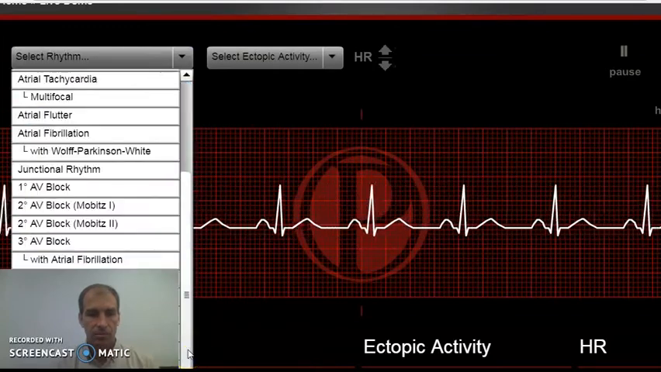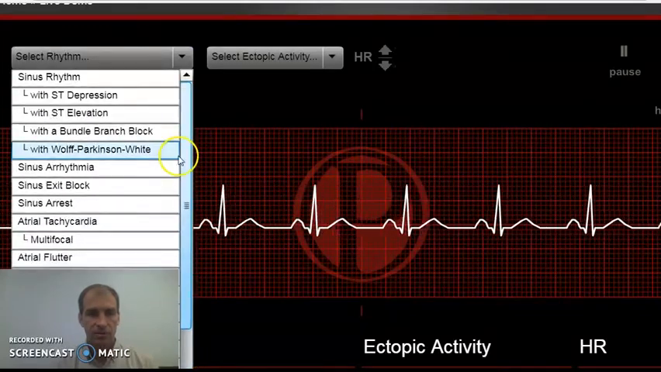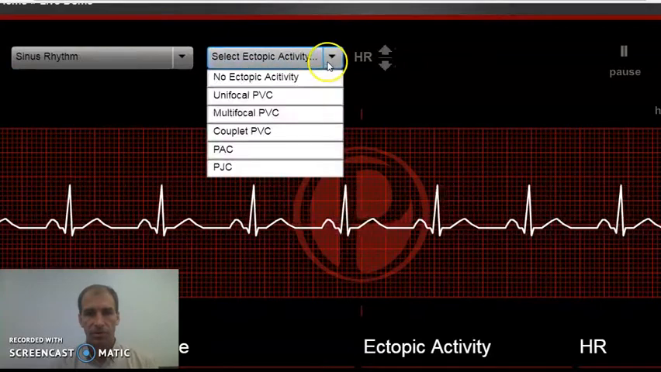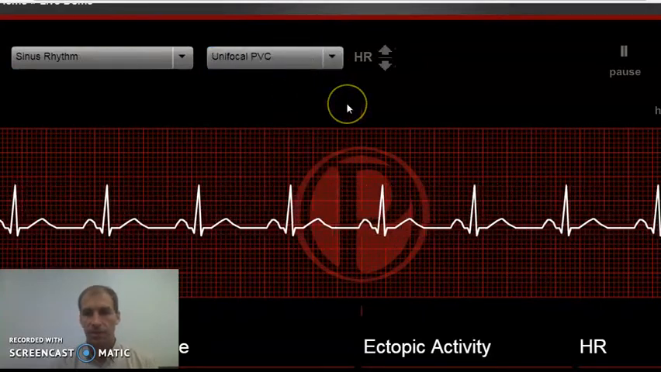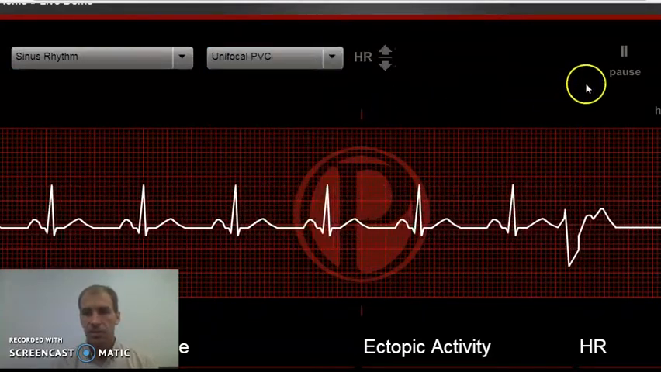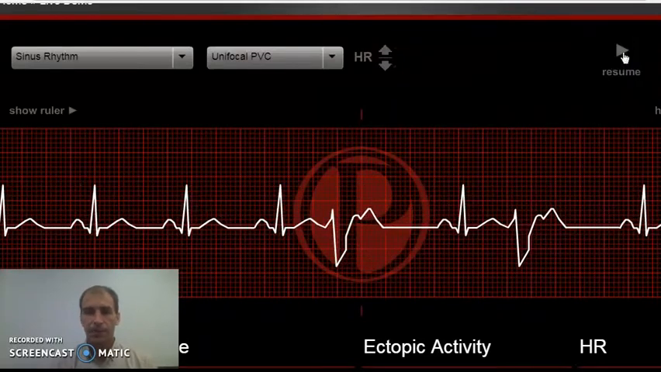Where are we here? Actually, let's do this. Let's just throw in a PVC. So there we go. We'll pause that. Okay. So what you'll notice here, this is our normal sinus rhythm. P wave, QRS, normal, normal, normal. And then we have this ugliness. This is what we call a premature ventricular contraction, or PVC.